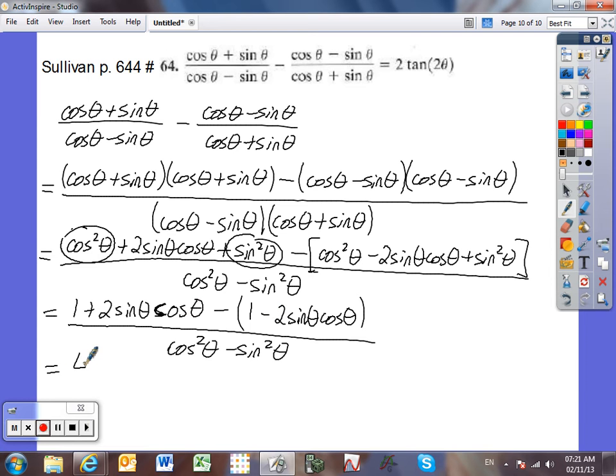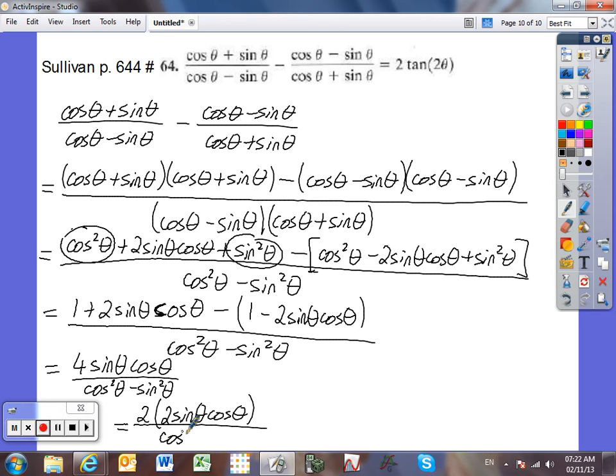This leaves me with a total of 4 sine theta cosine theta on the top, and cosine squared theta minus sine squared theta on the bottom. If I factor out a 2 from the top, and I'm kind of doing this, if I look at the right hand side, I can see that a factor of 2 has come out. So I've got 2 times 2 sine theta cosine theta over cosine squared theta minus sine squared theta.